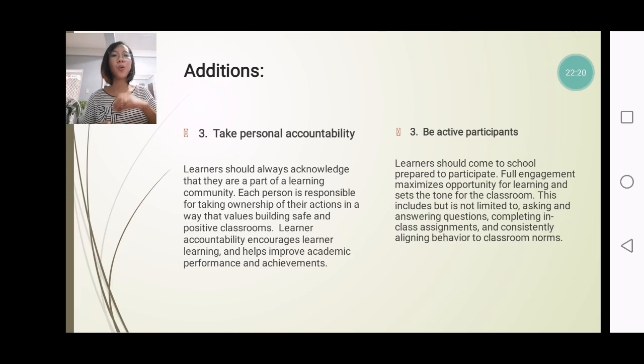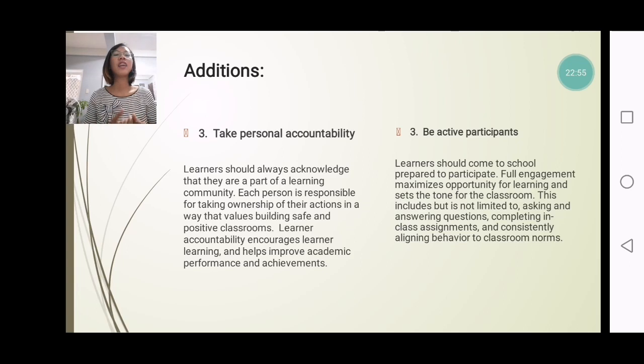You own it first, to become pleasing, or to become participative, in order to make that happen. Learner accountability encourages learning, and helps improve academic performance and achievements. Of course, if you are able to establish personal accountability, and you establish good relationships with your classmates or anybody else in the classroom, then definitely that will encourage academic performance and achievements on a higher ground.